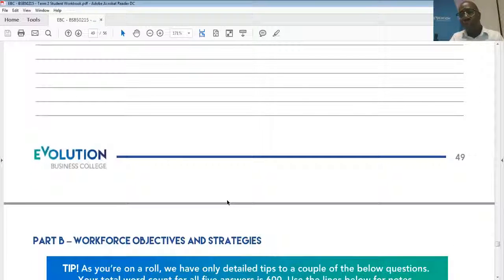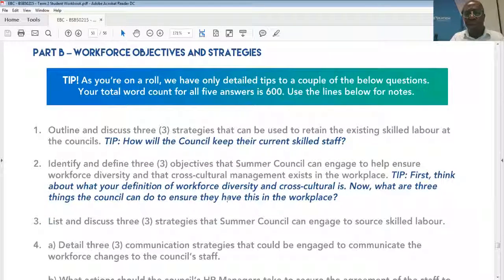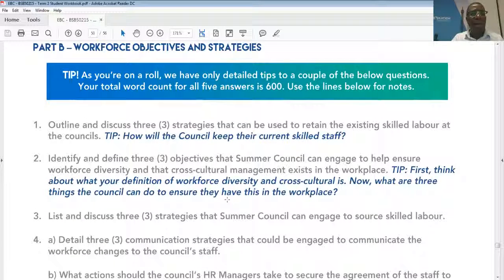I want you to use your critical thinking. I really want you to delve into this. I want you to think outside the box. I really want you to challenge yourselves. All right, so number 1, when you look at here, outline and discuss 3 strategies that could be used to retain the existing skilled labor.